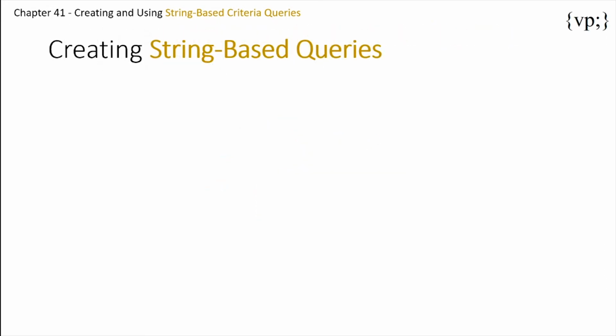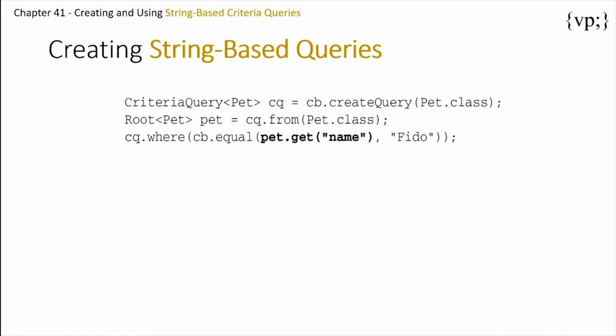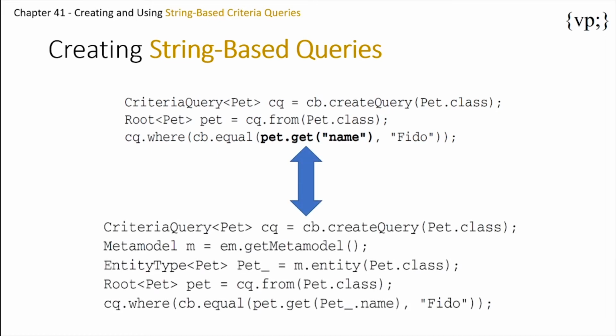So, creating string-based queries. To create a string-based query, you have to specify the attribute names of entity classes directly as strings, instead of specifying the attributes of the meta-model class. For example, this query finds all the Pet entities where the value of the name attribute is Fido. This would be equivalent to the following meta-model query, where in this case we're using a meta-model class and using the meta-model's name attribute, instead of using the string.